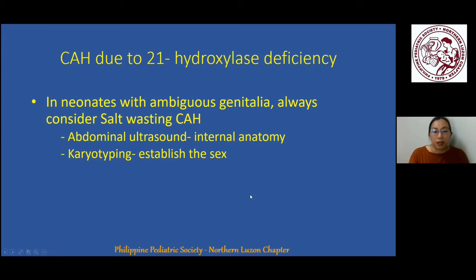So for the other healthcare providers in other hospitals or newborn screening centers, facilities, let us not register the birth certificate immediately. You have to advise the parents not to register the birth certificate. Do not assign a gender in the presence of ambiguous genitalia. Let us wait for the karyotyping result.